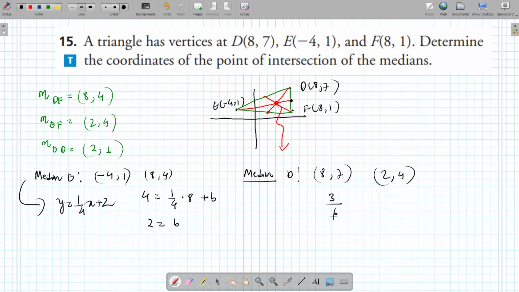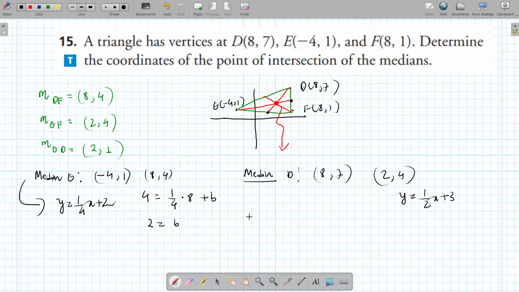Well, it's 3 over 6. Yeah, 3 over 6. D to this is 3 over 6, or that's 1 over 2. Slope is 1 over 2. I'm going to plug in this value to find my B. So it's going to be 4 minus 1, it's going to be 3. So our equation is y equals 1 over 2x plus 3.